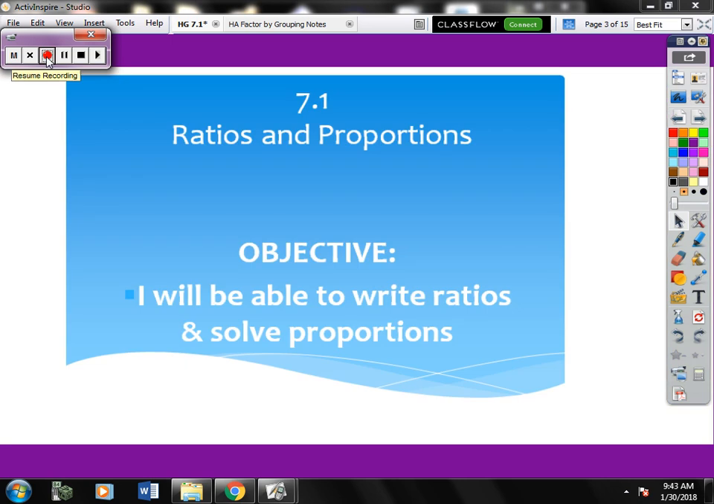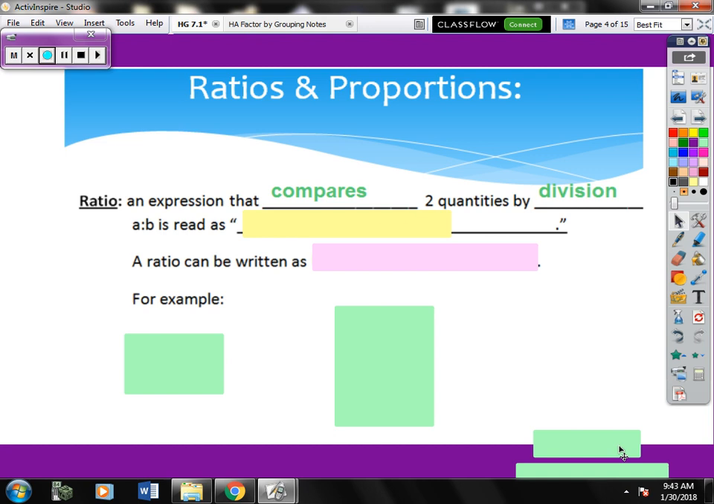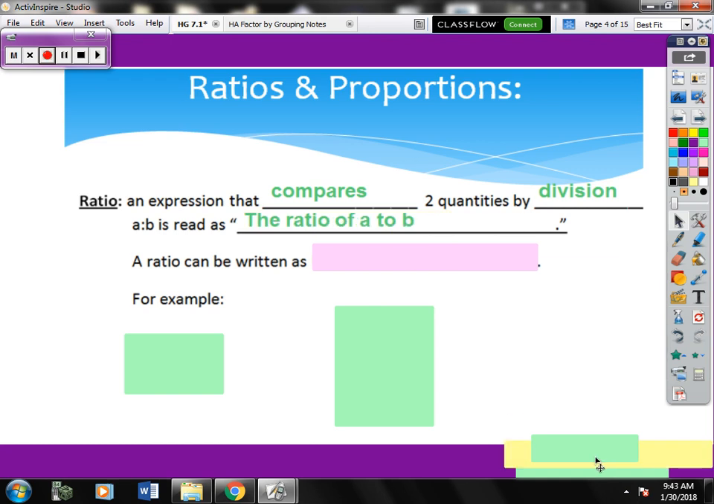The angle measurements, etc. So today we're just going to start with basically Algebra 1 content, which is writing ratios and solving proportions. So a ratio is an expression that compares two quantities by division. It's a fraction. Sometimes they also write it in ratio notation. The ratio of A to B is read the ratio of A to B. The ratio can be written as a ratio or a fraction.